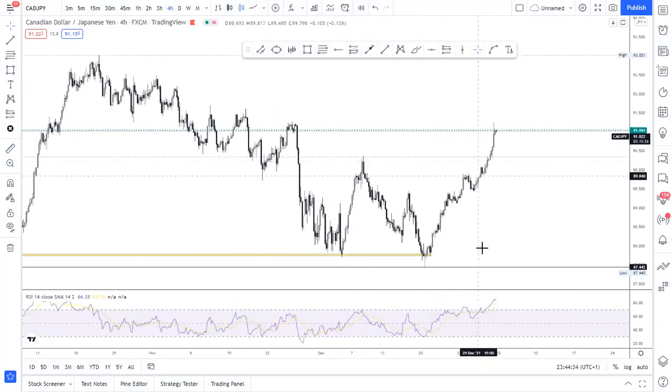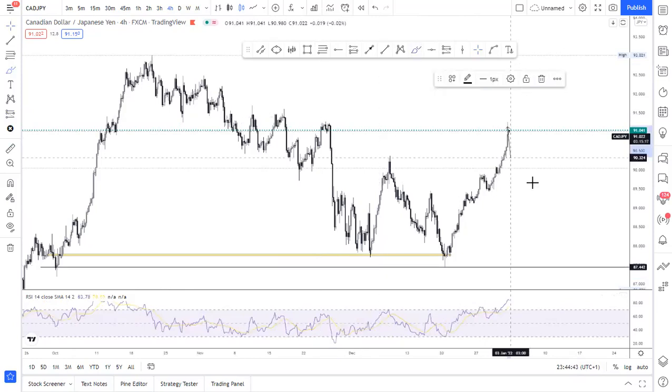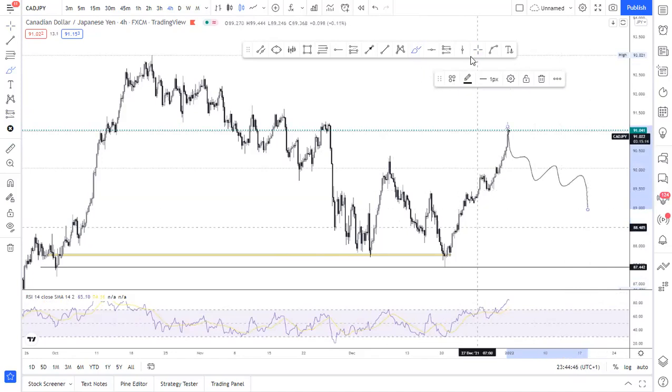but we should see price pull back a little bit because on the RSI we are overbought. So we're likely to see price just do its thing and pull back to some kind of nice areas before we get another move to the upside. Very quick.